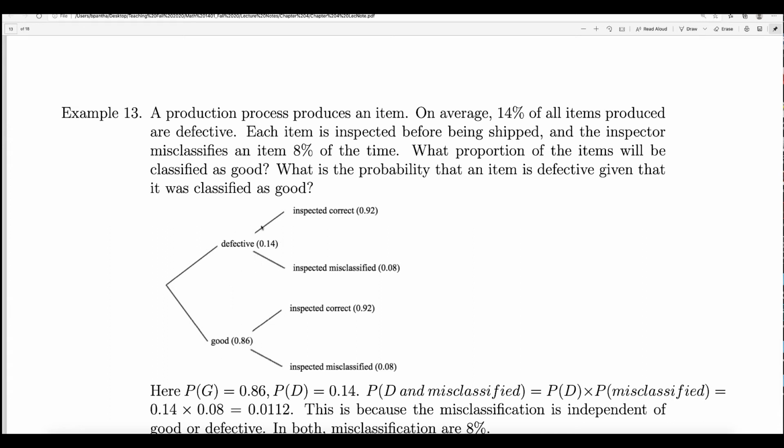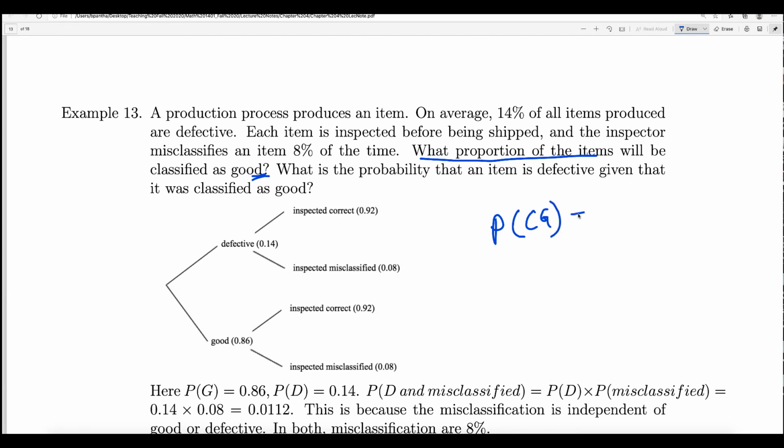But when you inspect them, it doesn't matter whether they are defective or good, 8% of the time they are misclassified, meaning you may be misclassifying defective as good, or you may be classifying good as defective. That is the 8% of the time. So the question is, what proportion of the items will be classified as good?